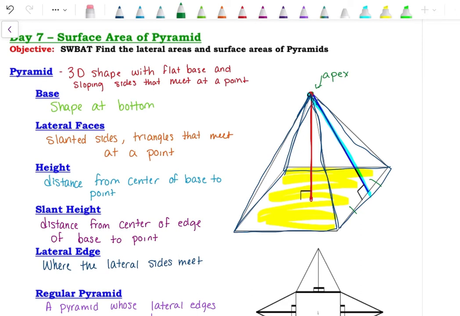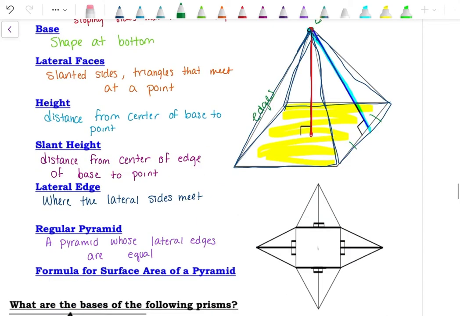The lateral edges are where all of the lateral sides meet. So the lateral faces are the triangle parts. So the lateral edges are going to be where those triangles meet up. A regular pyramid is a pyramid whose lateral edges are all equal.